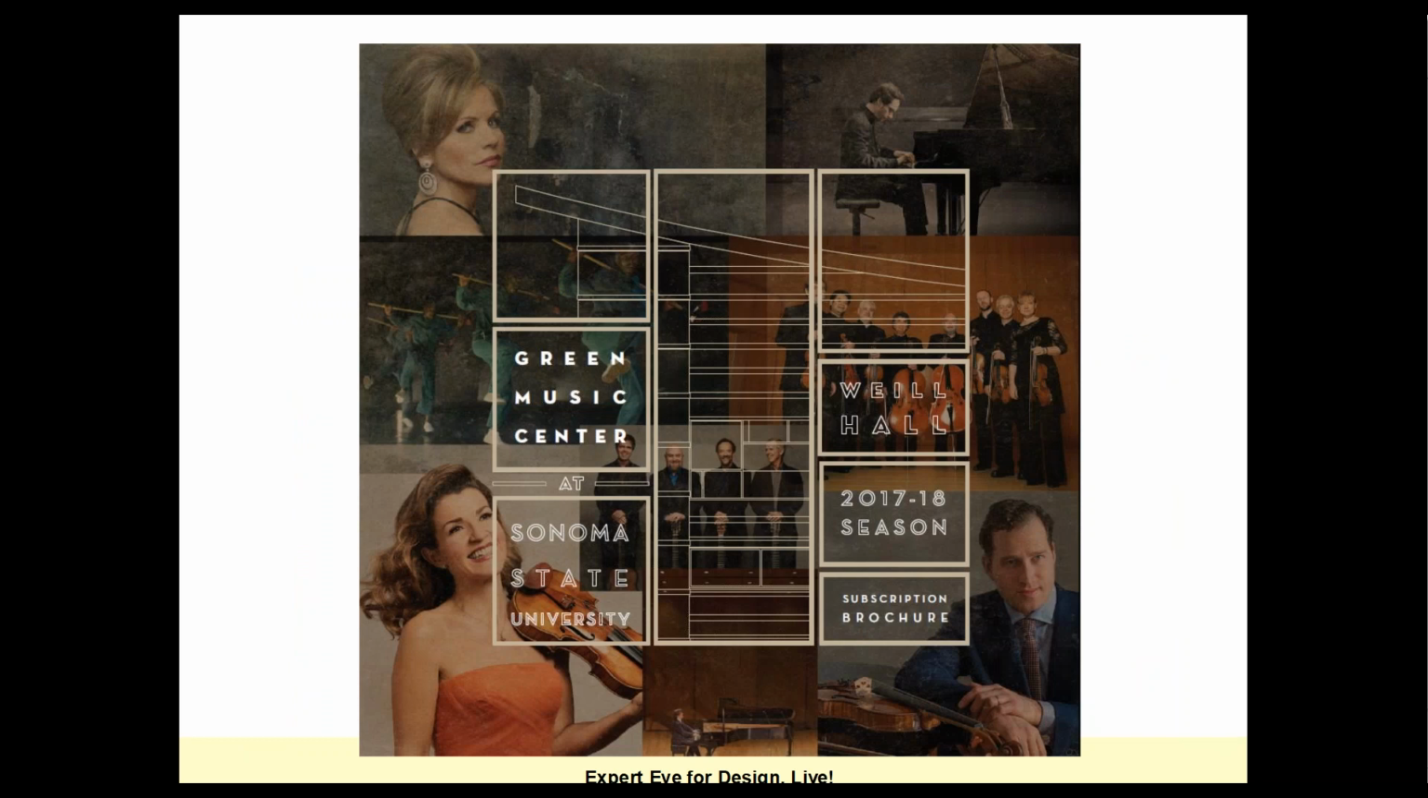Then the third case study was for the Weill Hall at the Green Music Center at Sonoma State University. So again, it's a presenting sponsor. They bring a lot of different shows to the campus, and so like every group like that, they're faced with the issue of, we have to make it clear to people that we put on a variety of shows, and so the most common way to solve that problem is to have some sort of a collage of photos or series of photos on the cover. That's pretty standard, though.